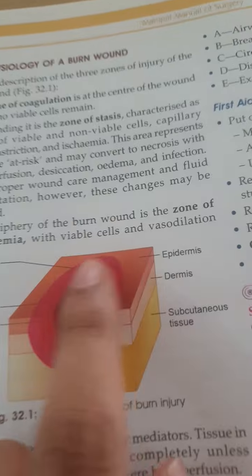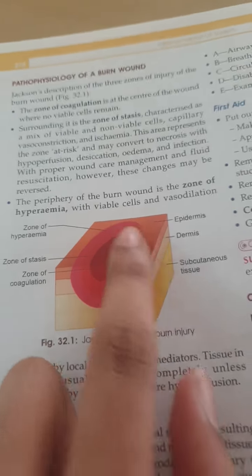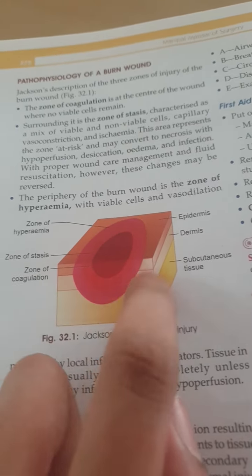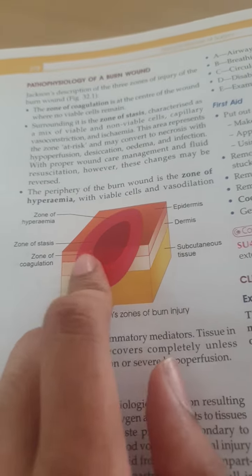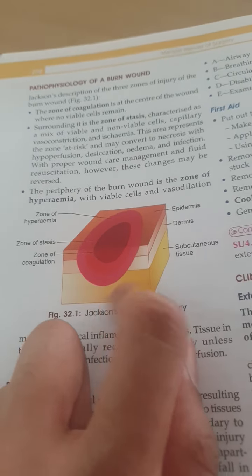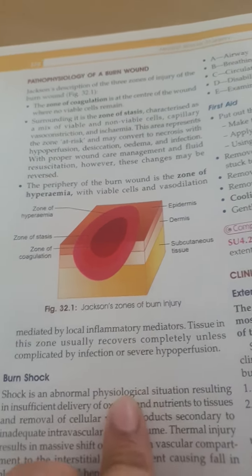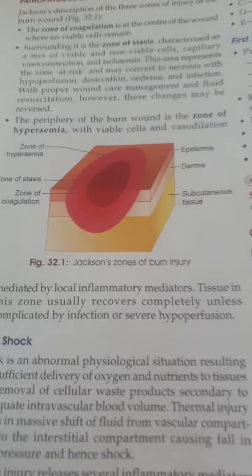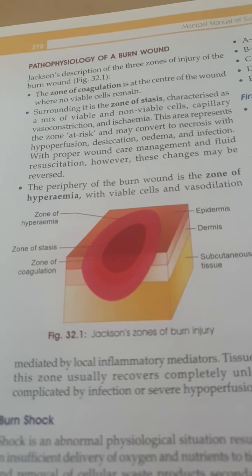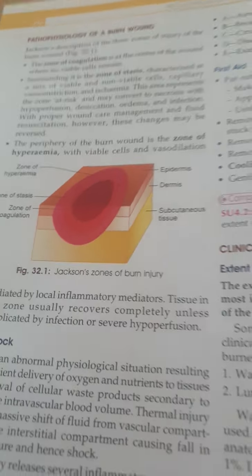And what do you see in the zone of hyperemia? The zone of hyperemia is in the peripheral region, so you will have mostly viable cells. And vasodilation is also prominent here, so you'll be getting a reddish appearance. This is Jackson's zones of burn injury.